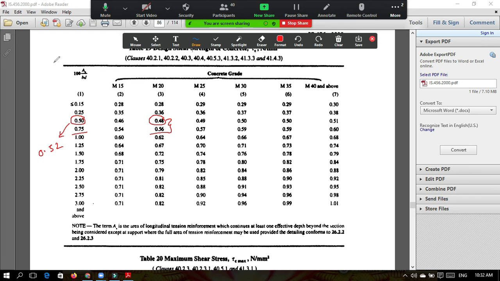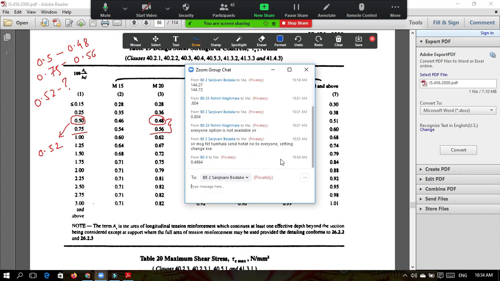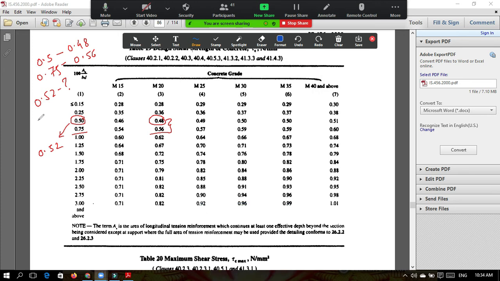So here we can say that for 0.5, the value is 0.48, and for 0.75 the value is 0.56. Okay, now we want the value for 0.52. So simple interpolation is there, so do it and let me know the answer. 0.84864. So we will take it as 0.49. So the answer is 0.49.